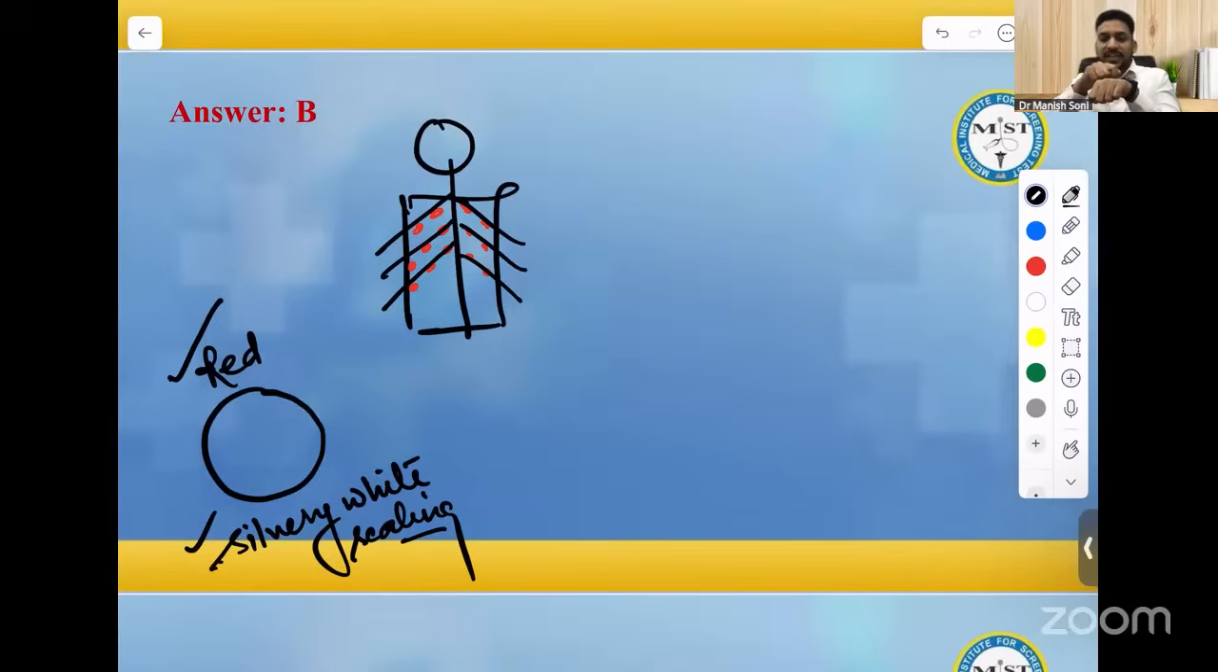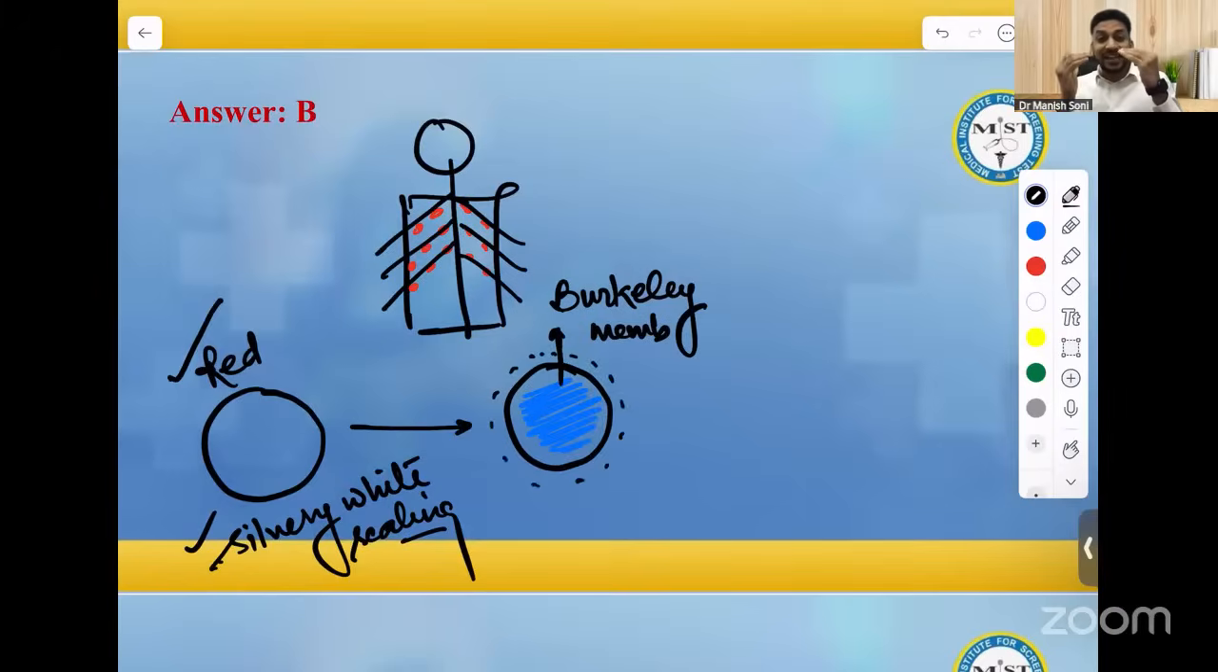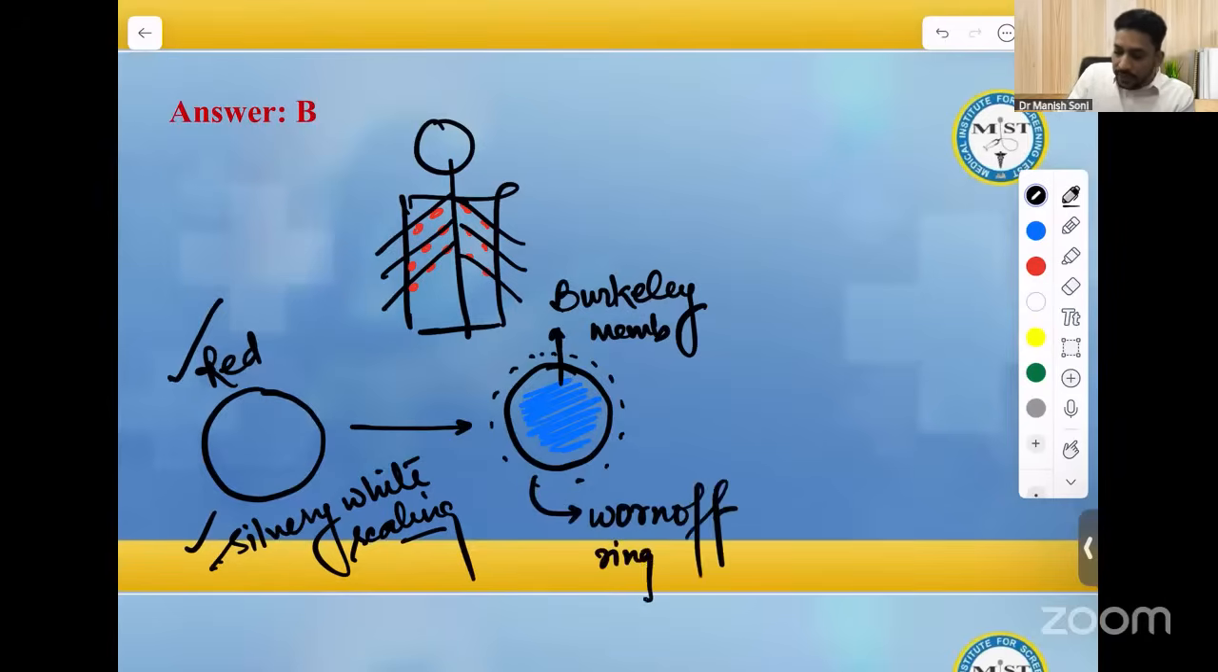Now, if you take a glass slide and start scraping this lesion, what will you find? You will find a shiny membrane. This membrane is known as Berkeley membrane. And this membrane is surrounded by a hypopigmented margin, a light color margin. This hypopigmented margin is known as Warnoff ring. And that is what they are asking. Warnoff ring is seen in a lesion of psoriasis.